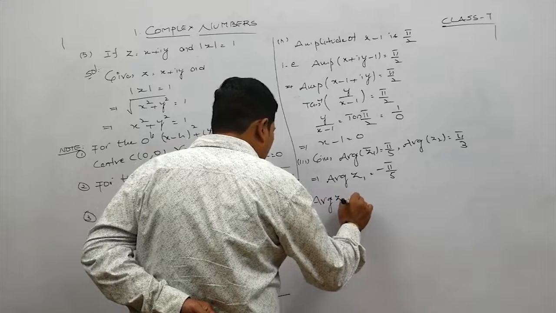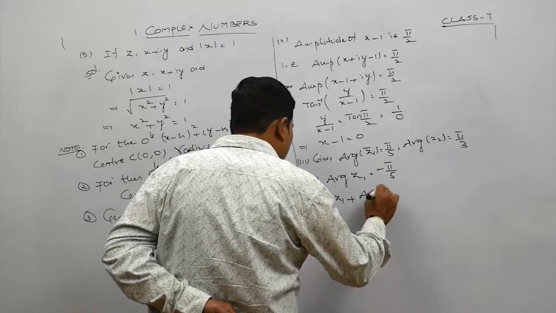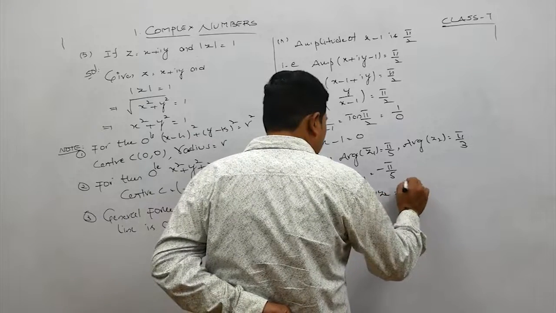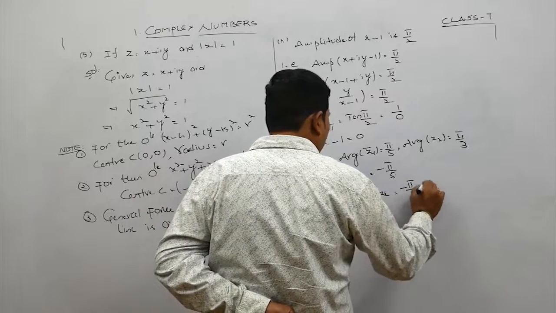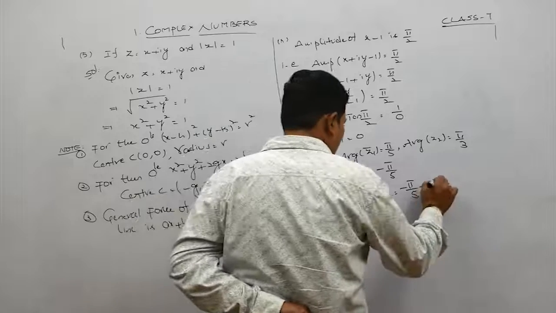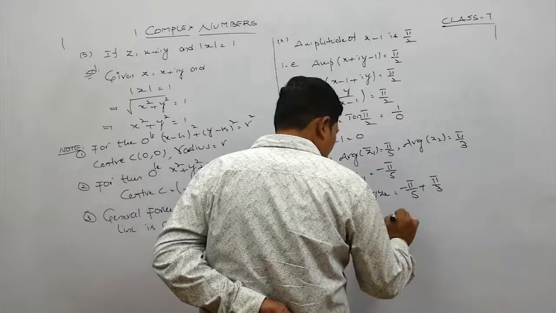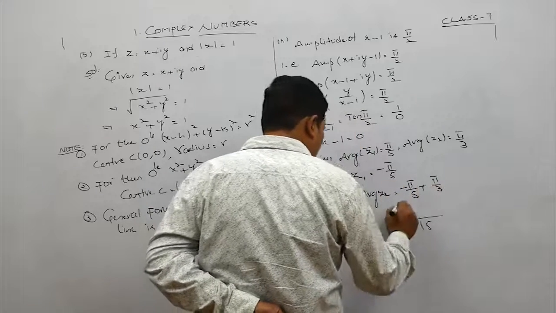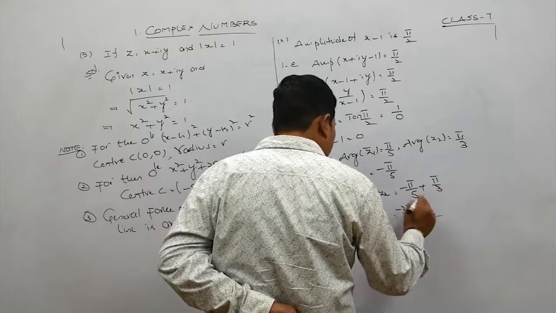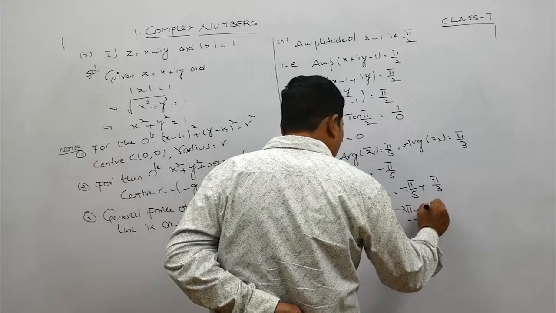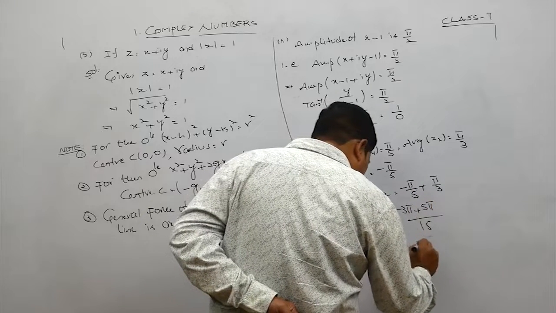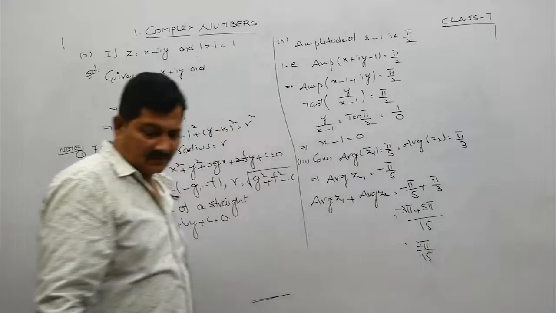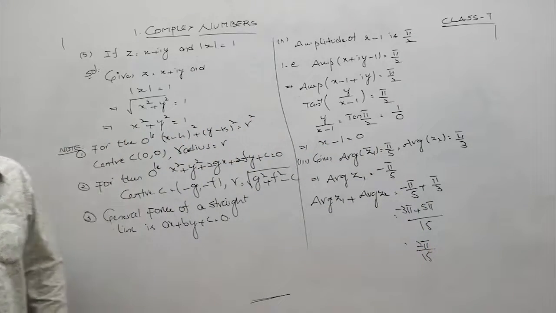Argument of z1 plus argument of z2. So argument of z1 is equal to minus pi by 5 plus argument of z2 is pi by 3. So the LCM 15 and minus 3 pi plus 5 pi, minus 3 pi plus 5 pi is equal to 2 pi by 15. So that is the answer for that question.